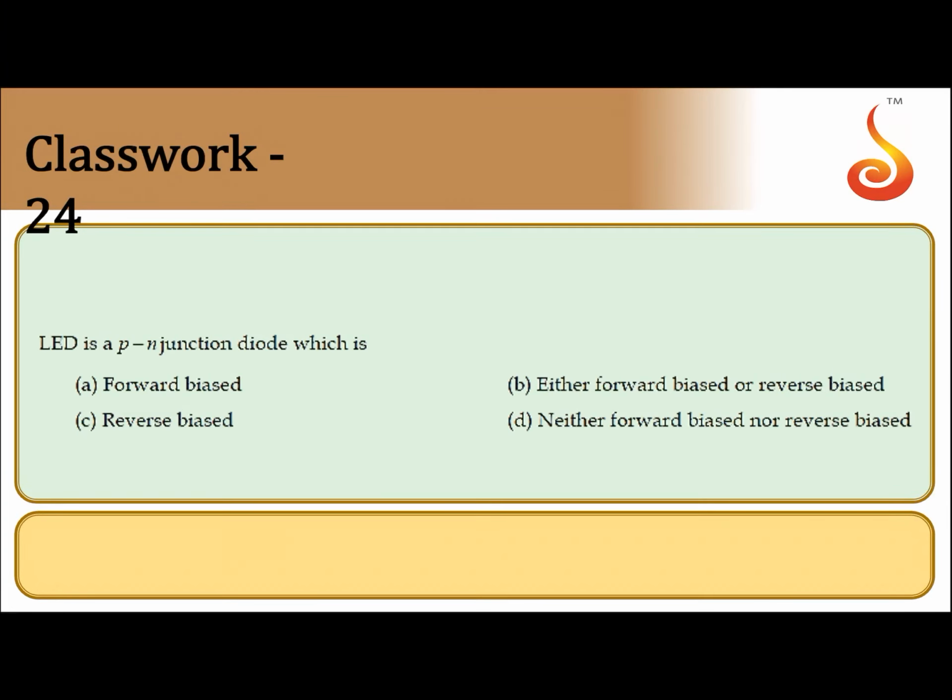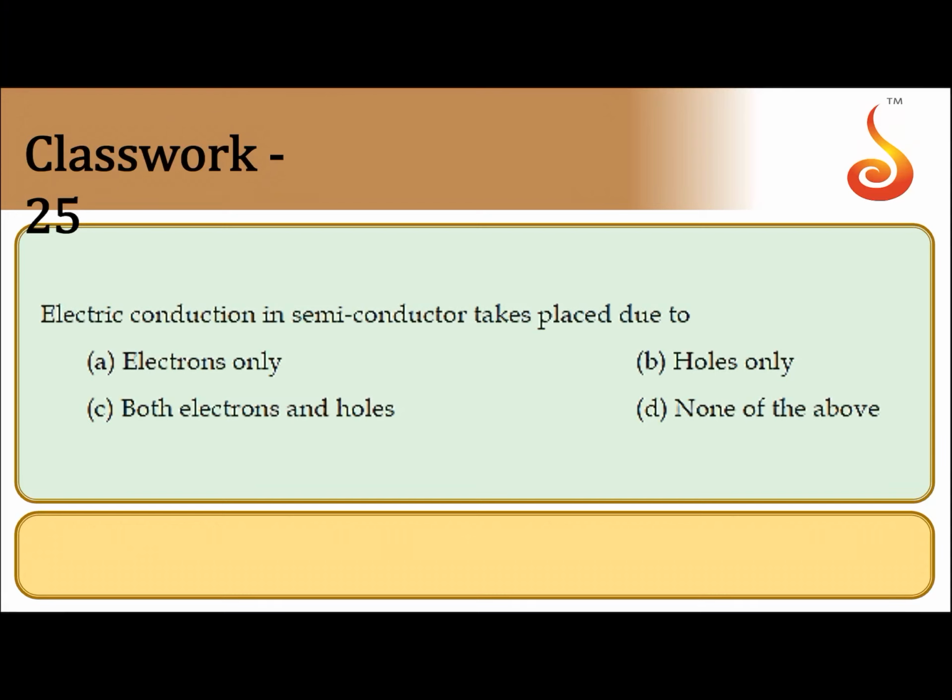So it should be option A. Remember, LED is the only special purpose diode which is used in forward bias. Yes, we shall move on to next one.